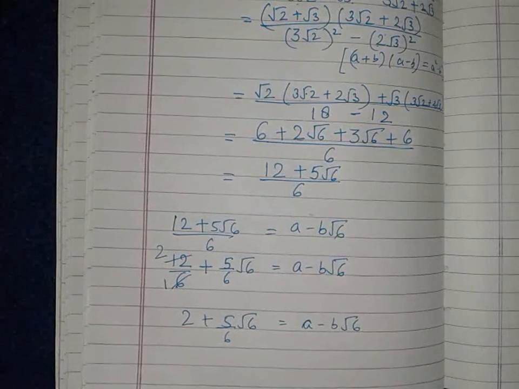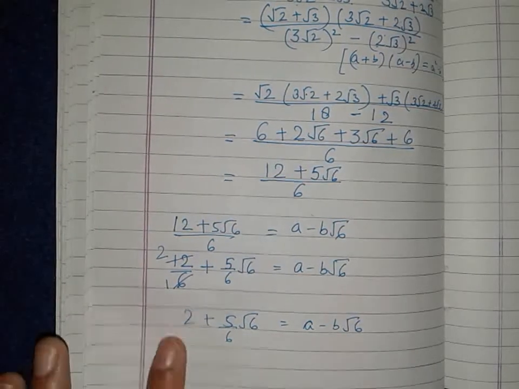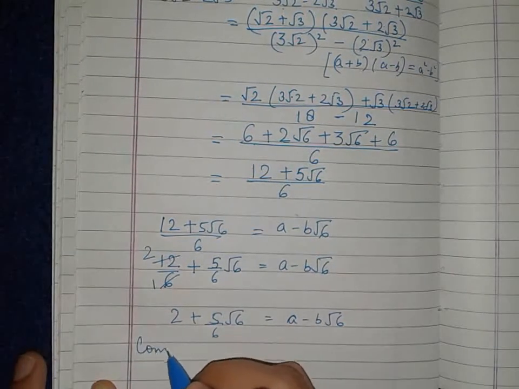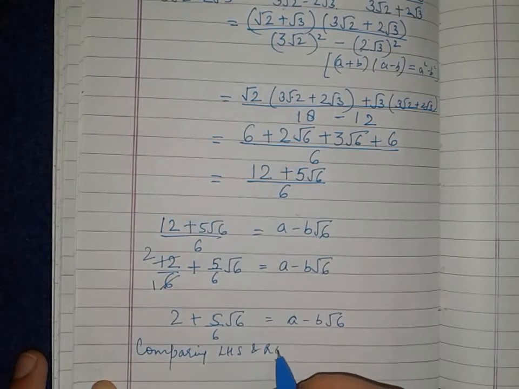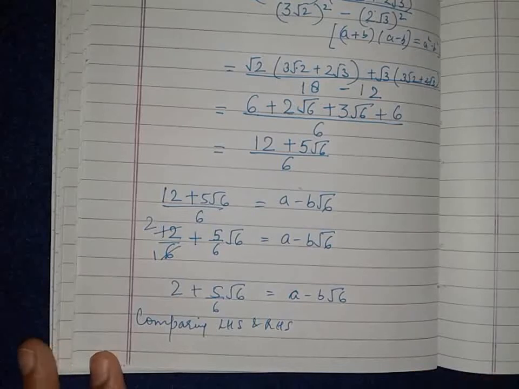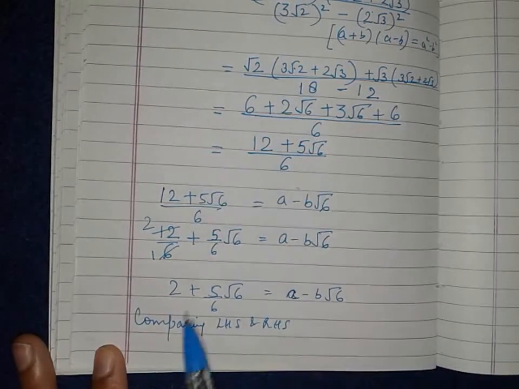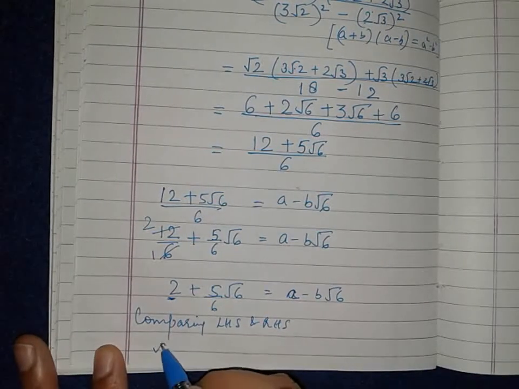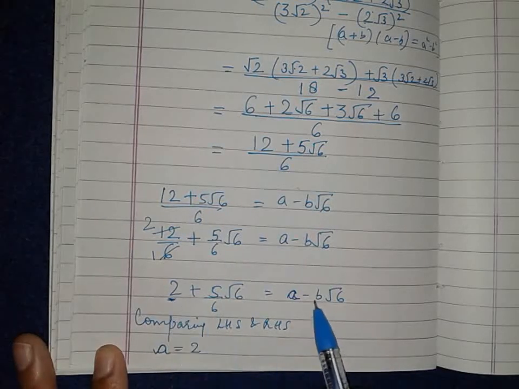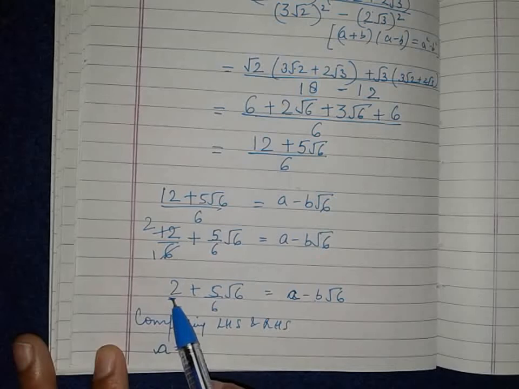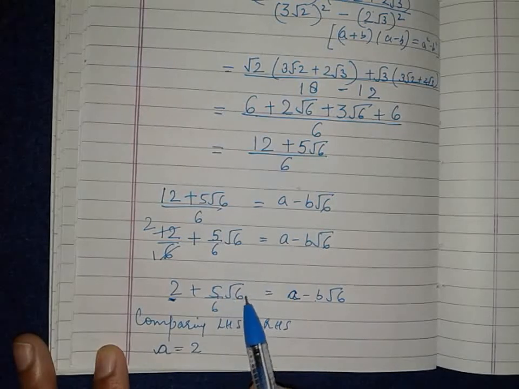Now if I compare LHS and RHS, left hand side and right hand side, we have the first term a here and here it is 2. So we have a is equal to 2 because they are of the same form: a constant and another constant with root 6, and here also one constant and another constant with root 6.